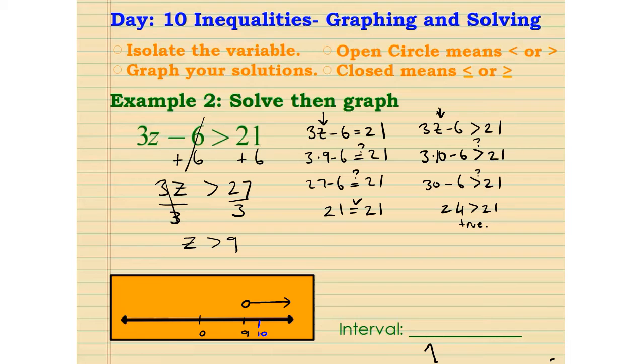Our least value for solutions is going to be 9. However, 9 is not included. Not included is a regular parenthesis. Our maximum value is going to be infinity, positive infinity, and infinity is not a defined number, therefore it's never included. It will always have a parenthesis.